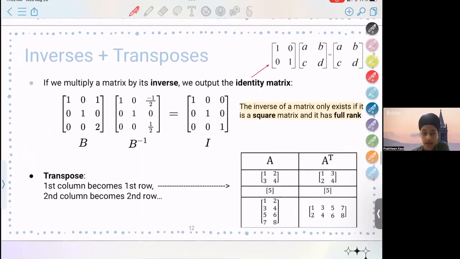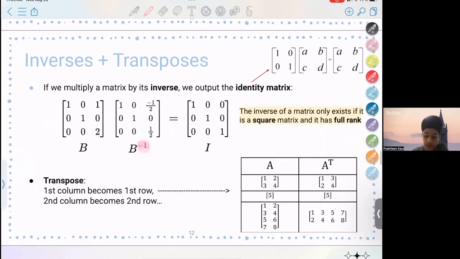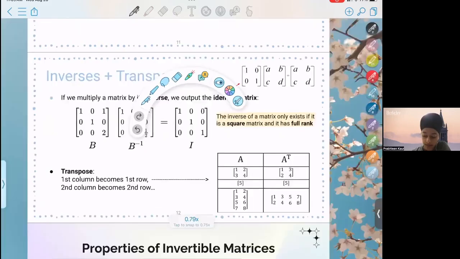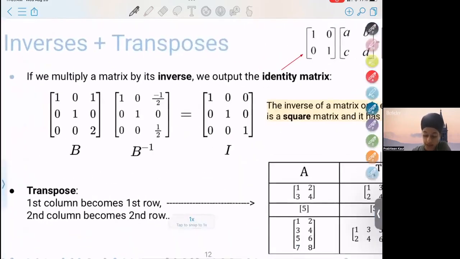A couple of other vocab words or types of matrices to be familiar with: inverses and transposes. So for an inverse, the notation is a -1 in the exponent. And basically the point is if you multiply a matrix by its inverse, then you will get the identity matrix.